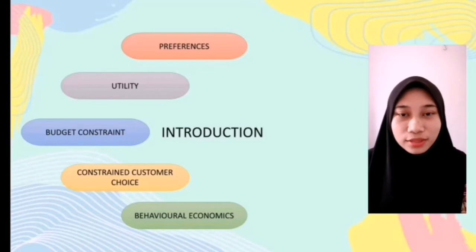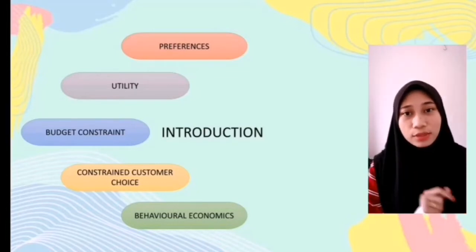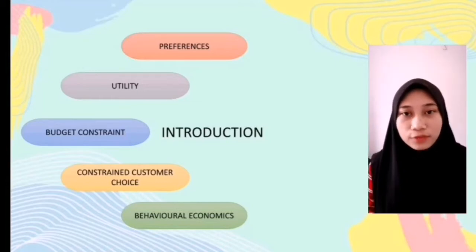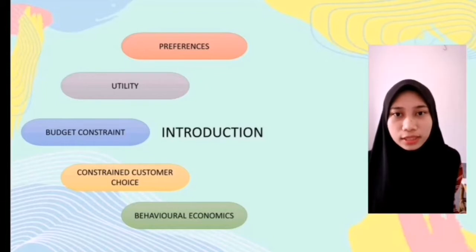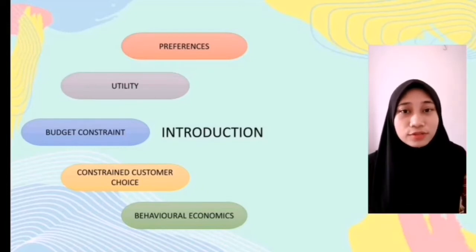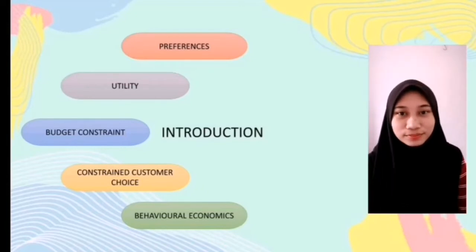Okay, hi everyone. So today on this beautiful day, we are going to explain the 5 things that will influence consumer choice before purchasing a product. These 5 things are preferences, utility, budget constraints, consumer choice, and behavioral economics. So let's go to the first one, preferences.